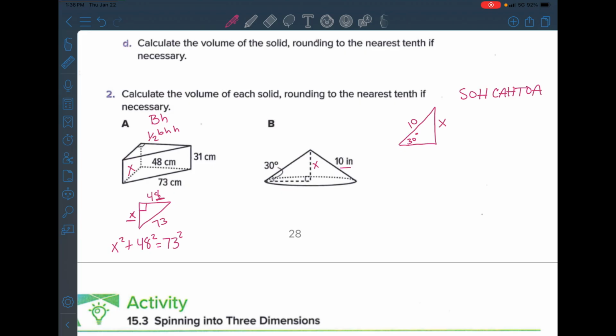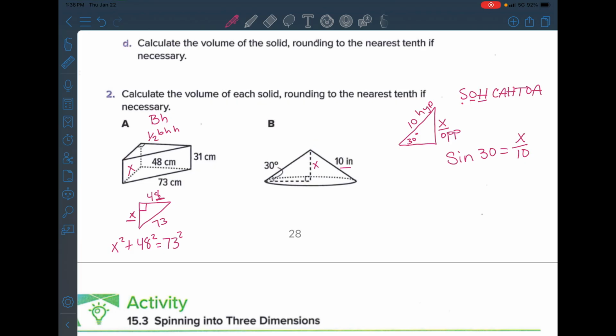All right, so what side is x to 30? It's going to be my opposite, and 10 is going to be my hypotenuse. So if I go over here, which one uses opposite and hypotenuse? It's going to be my sine. So we're going to go sine of 30 equals x over 10. You will solve this one for x. I'm not going to tell you. We've already done it. Then you have your height. Okay, whatever that is you get there is x.